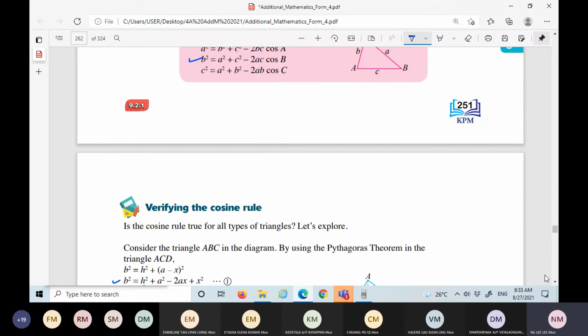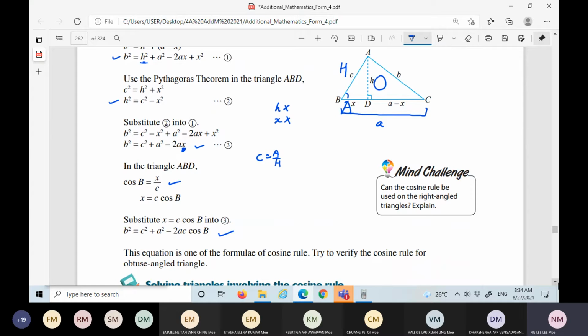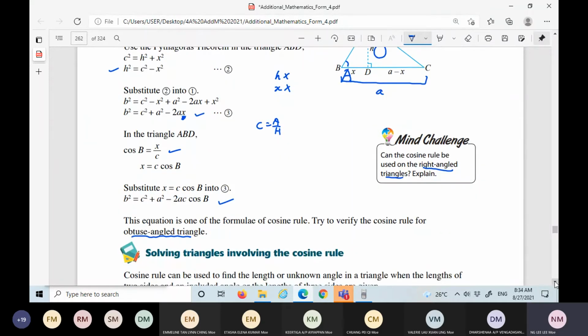The other two, you can use the same method to get. It's just how you define your H. Next you can define your H here, and the other one you define your H here. Then use the same method, and you should get the three cosine rules. If you try this on the obtuse angle triangle, you will get the same answer. If you try this on the right angle triangle, also the same thing. It can be applied. So this is about the cosine rule and the verification.